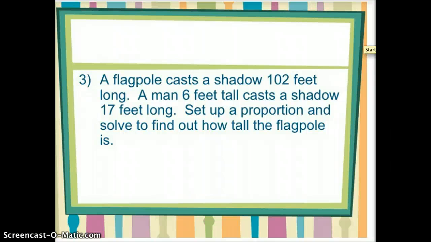So the flagpole problems. A flagpole, we'll see my wonderful flagpole. Here it is, there's a little flag. It casts a shadow 102 feet long. So here's the shadow, it's 102 feet. Okay, and then here's this man over here. He's much smaller, maybe at least because the shadow looks smaller. Okay, he's 6 feet tall, and his shadow here is 17 feet long. Your job here is to set up a proportion and solve to find out how tall the flagpole is.